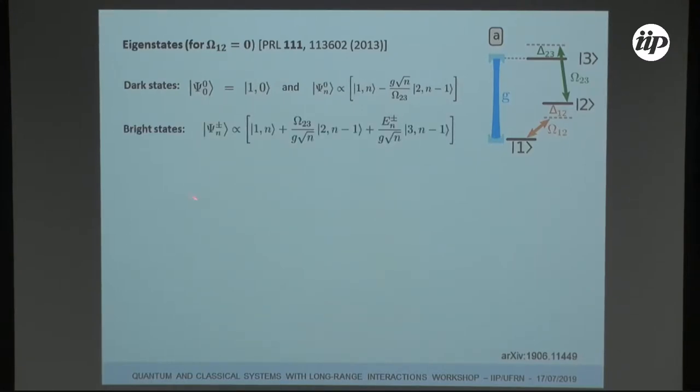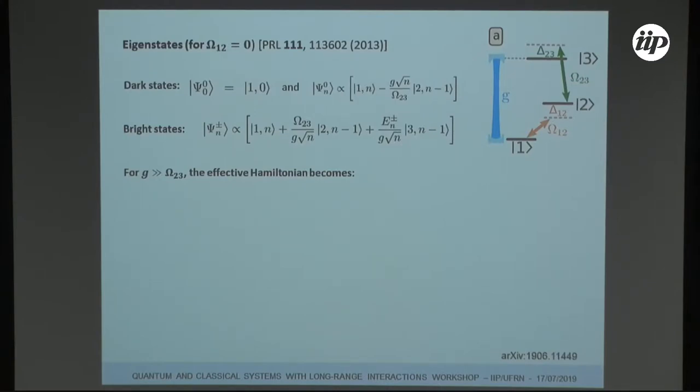We also have the bright states. So you can rewrite the Hamiltonian in terms of these states, in terms of the bright states and in terms of the dark states. And in this limit, when the coupling between the atom and the cavity mode is much stronger than the coupling field and the control field omega 2-3, we can derive an effective Hamiltonian.